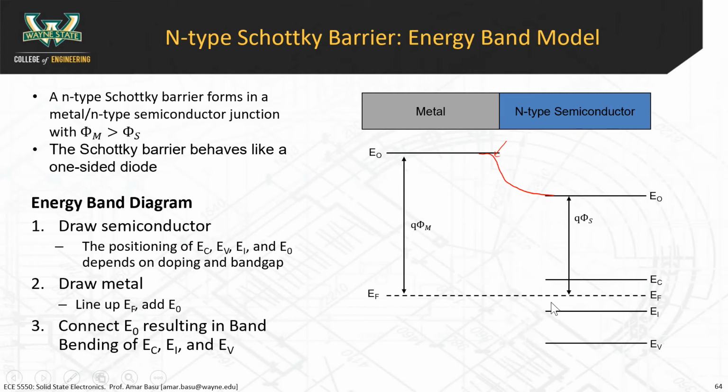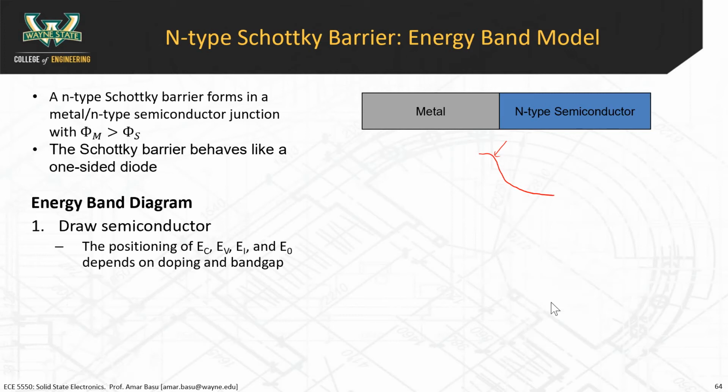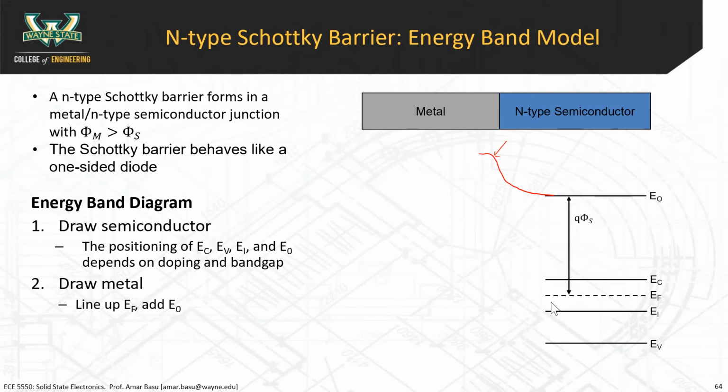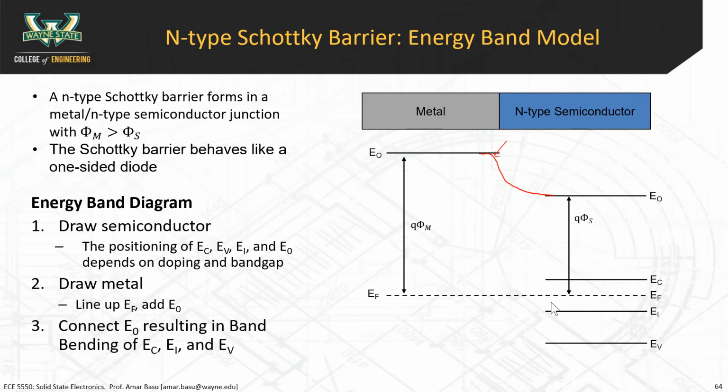So again, let me just back up here and show you again how to do this. You draw the band diagram of the N-type semiconductor. You line up the Fermi levels. Okay, so you extend the Fermi level out this way, and then you draw the E0 for the metal based on what the work function is. And then the last step is that you connect E0 together.